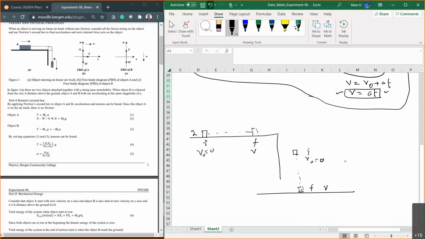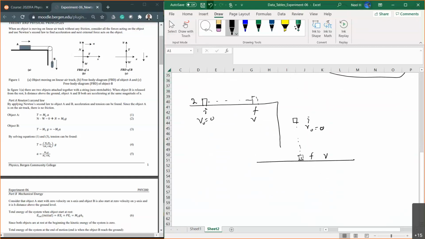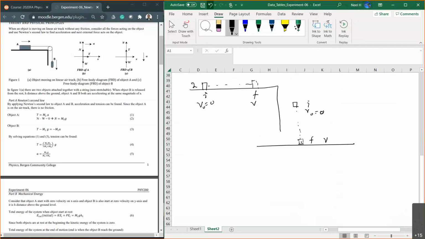Now let's take a look at the mechanical energy. What's the mechanical energy of this system? The mechanical energy means kinetic energy plus potential energy, right? So let's take a look at the total mechanical energy of this system at the initial point, when it is starting. Then I can write kinetic energy initial plus potential energy initial.